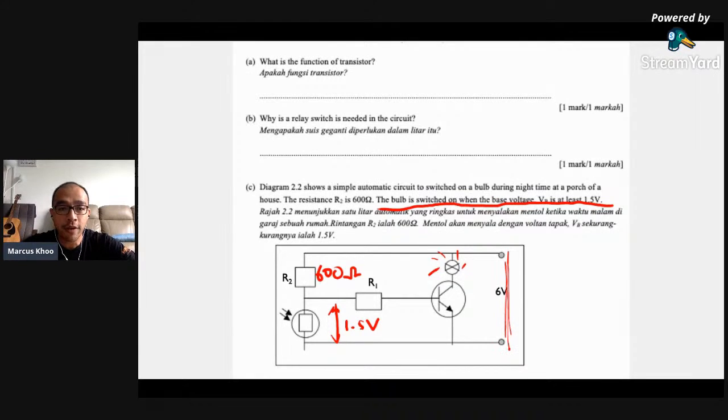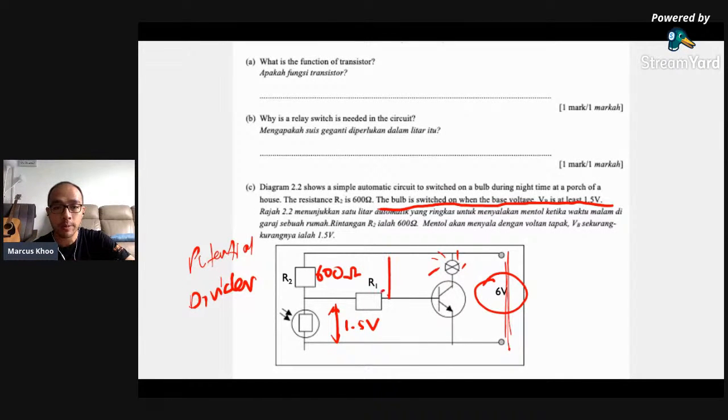And we know that the function of this is called a potential divider. No matter what happens, the potential in these two resistors is always divided and must be equal to 6, because the maximum is 6. So if here is 1.5, here will be 6 minus 1.5, which is just 4.5. That's how the potential divider works. It just divides the potential.